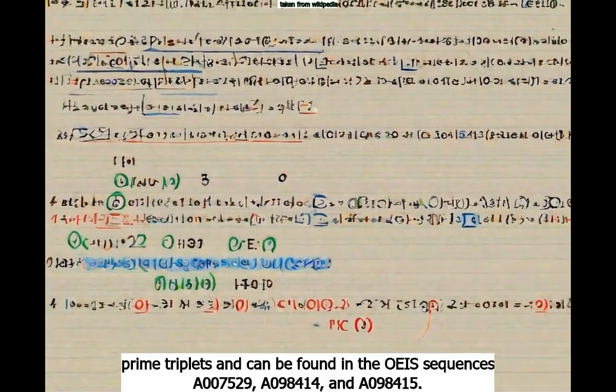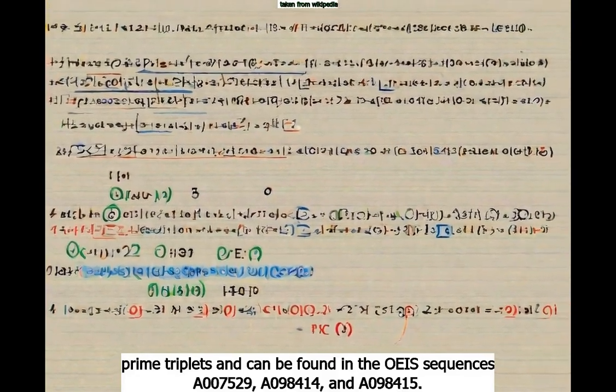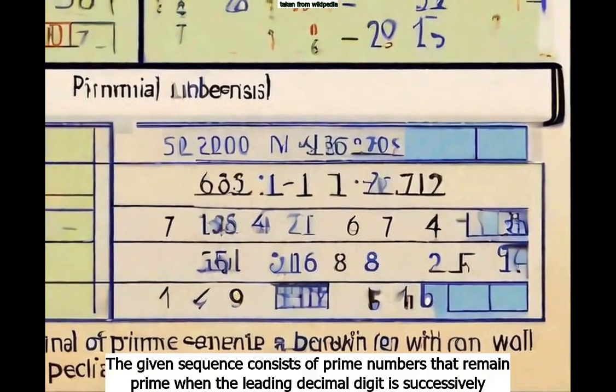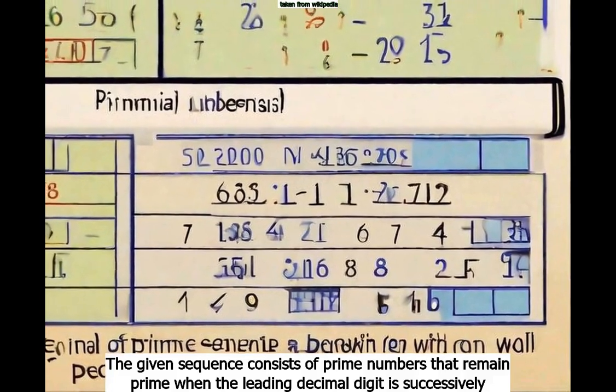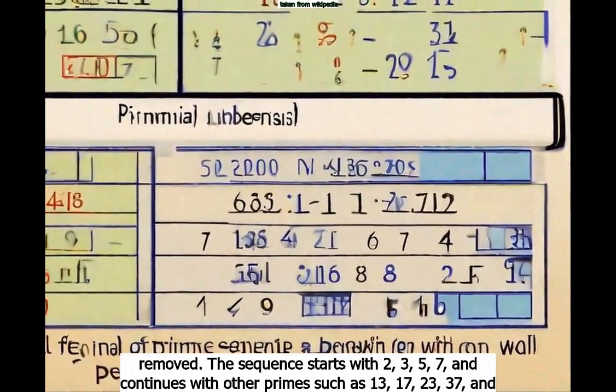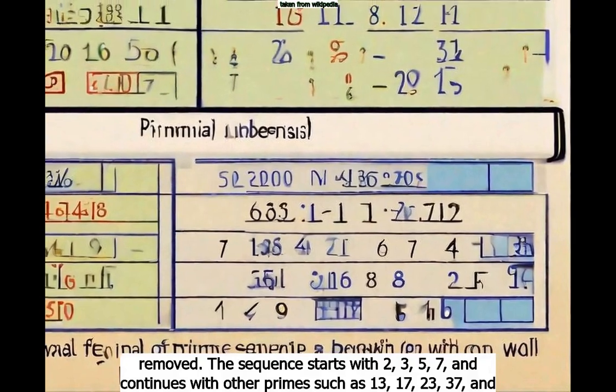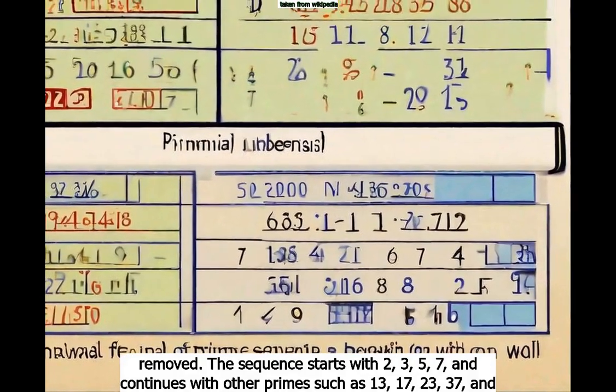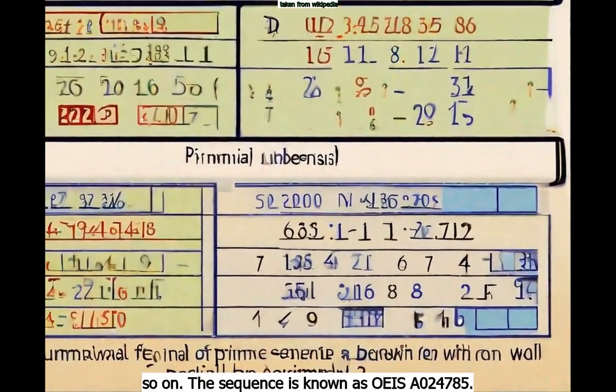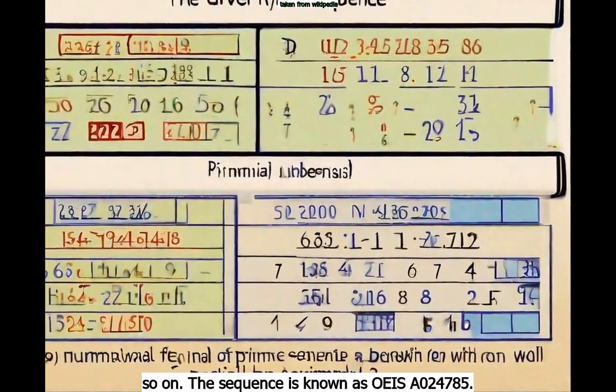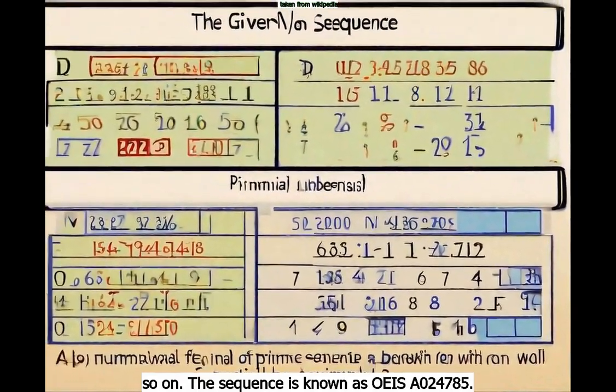The given sequence consists of prime numbers that remain prime when the leading decimal digit is successively removed. The sequence starts with 2, 3, 5, 7, and continues with other primes such as 13, 17, 23, 37, and so on. The sequence is known as OEIS A024785.